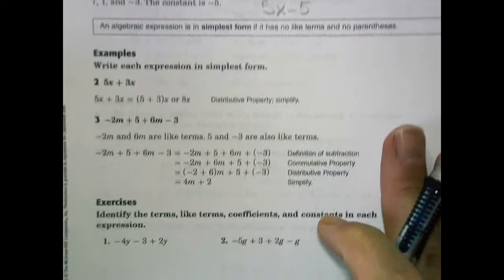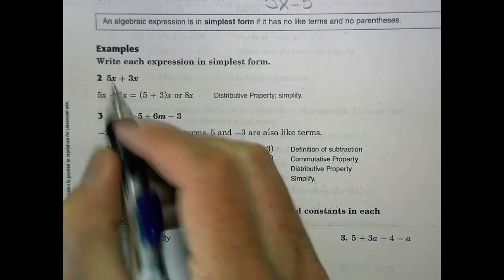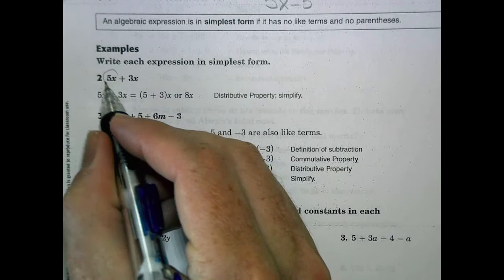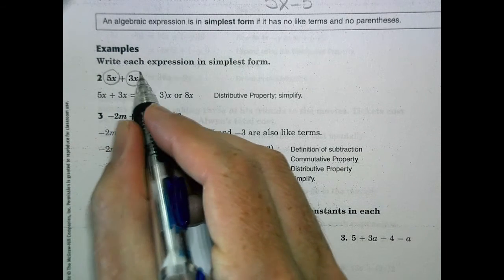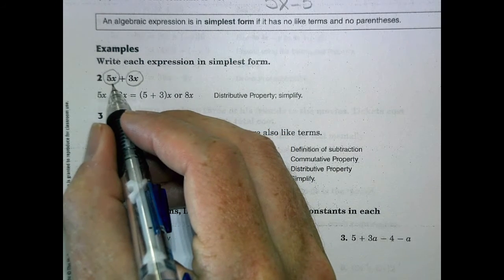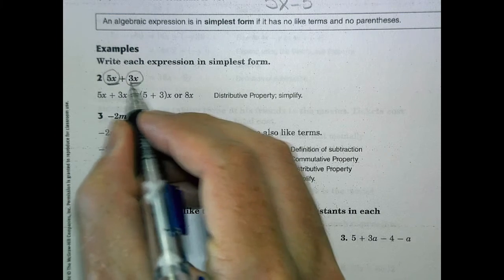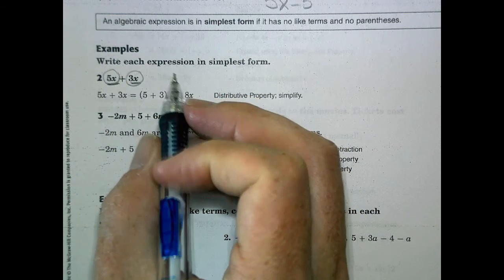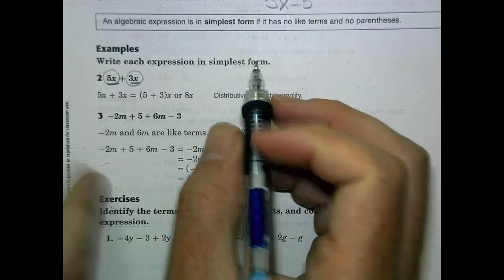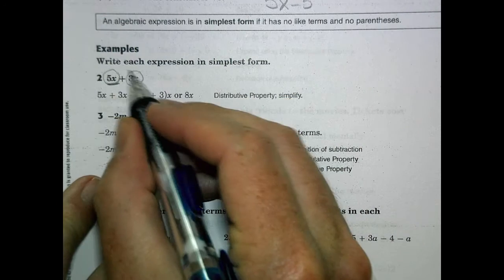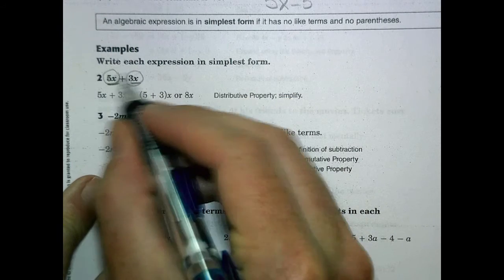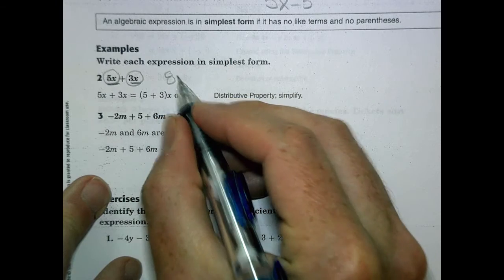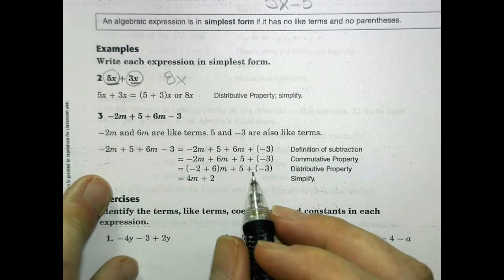And we see that here down in this sample right here. Here I have a 5x and a 3x. Because the variables are the same, x and x, they are like terms. That means I can simply combine them. 5x plus 3x, well, think about 5 plus 3 is simply 8, and I keep the variable exactly the same.